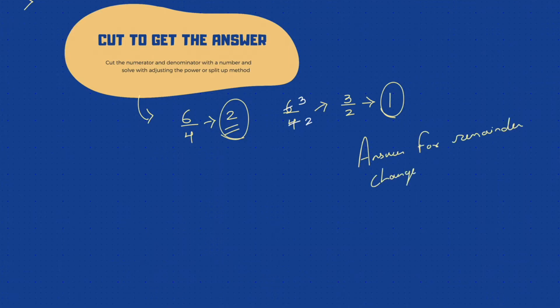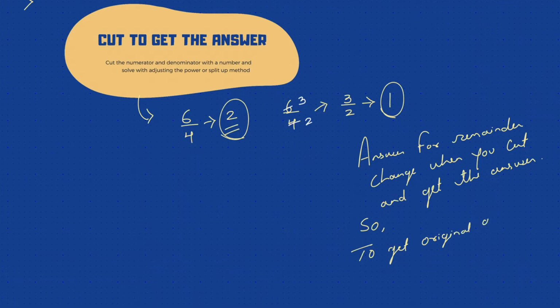Okay, so what do I need to do right now? You need to understand you don't need to cut and get the answer. As soon as you cut, the remainder will change. There will be conditions where you are supposed to cut to get to the final answer. So what do you do to get to the original answer from the answer that you have got by cutting it? Multiply the changed answer by what you have cut.